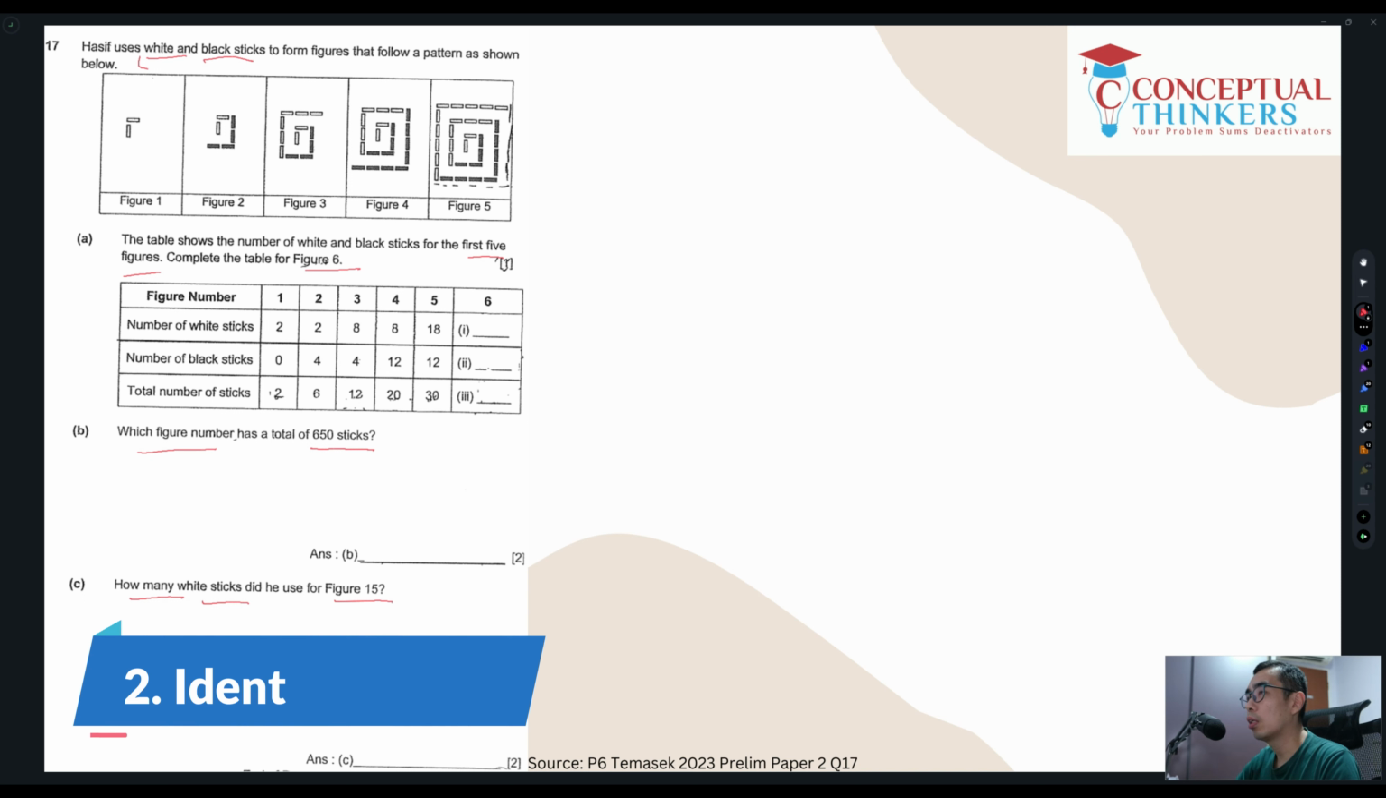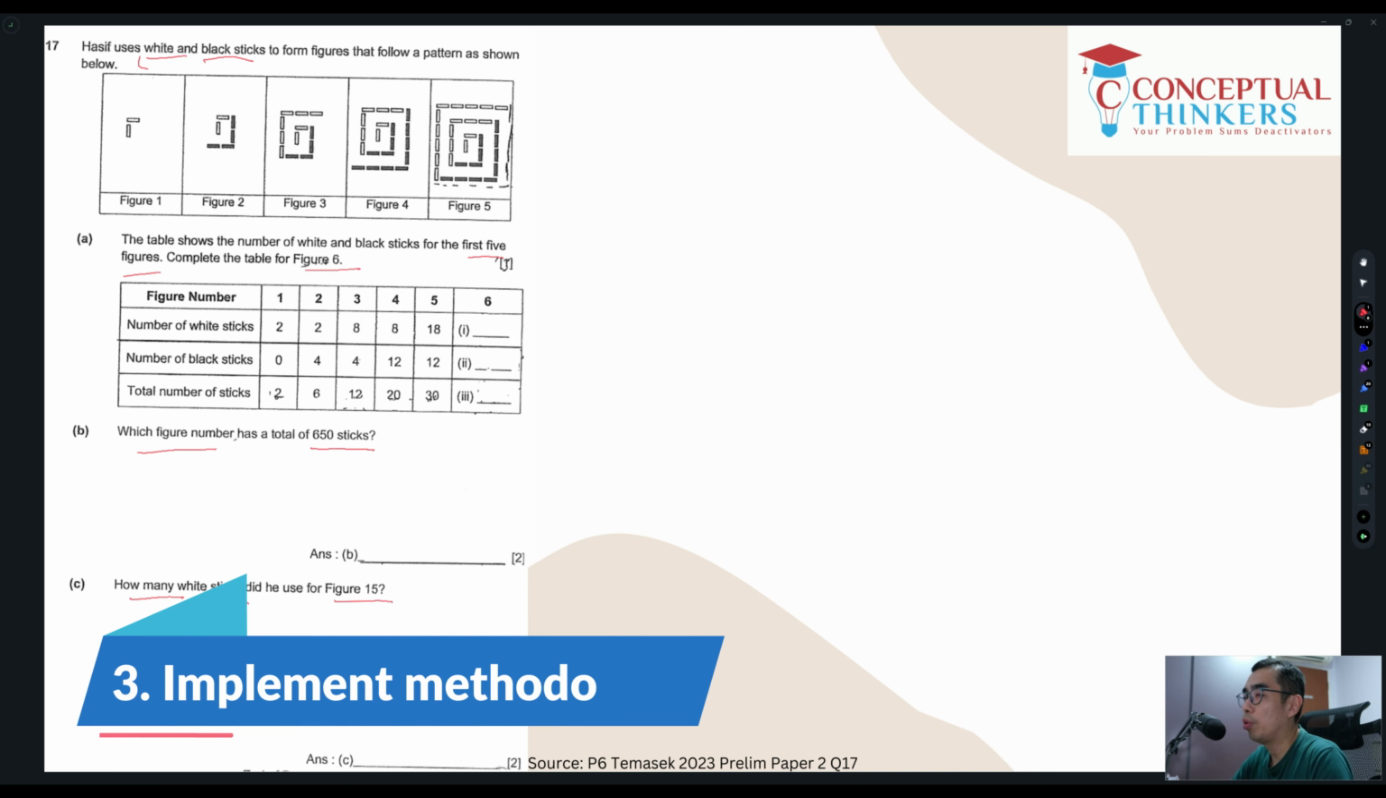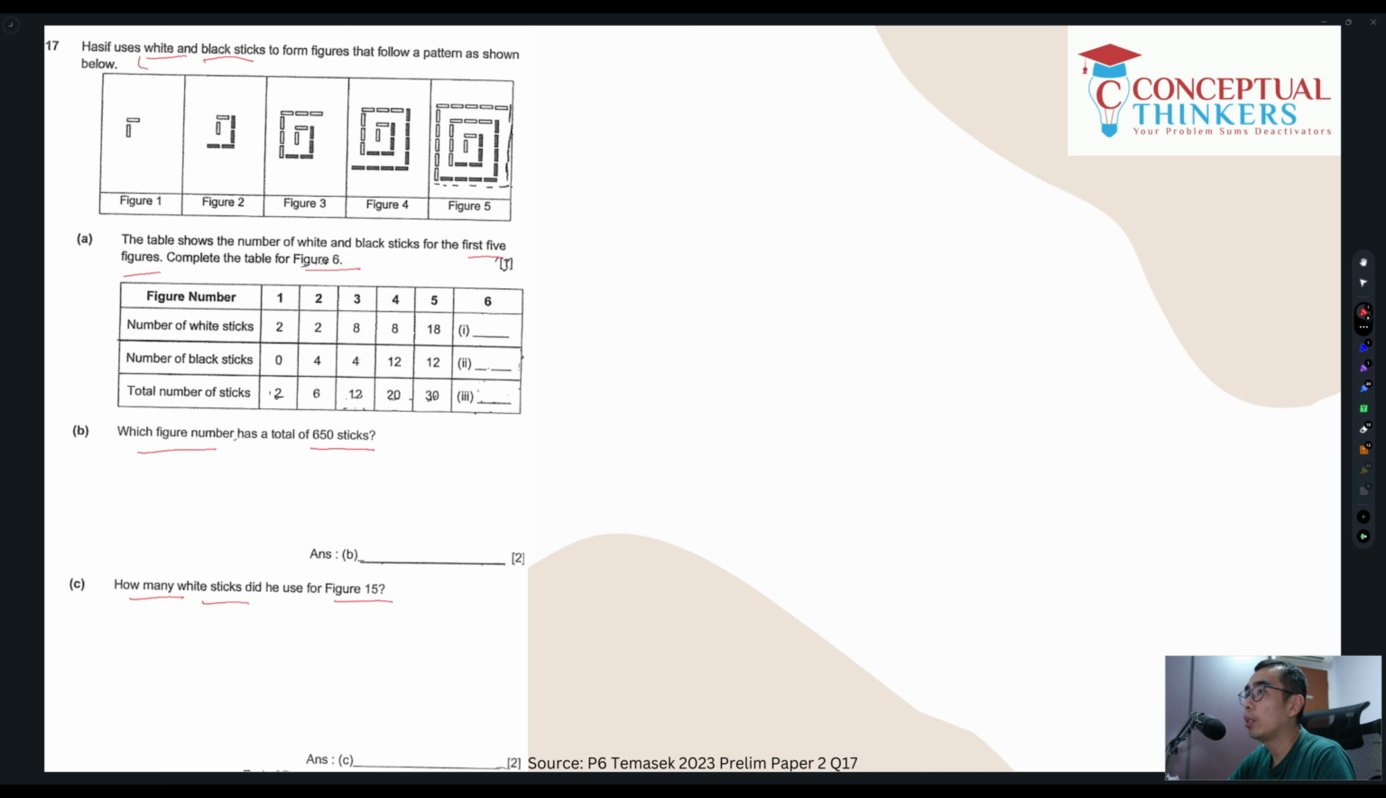Now in terms of the identification of the concept, it is pretty straightforward. It's actually a number pattern question just by looking at the question itself. Okay, so let's implement the steps. Now if you look at the table here, for white sticks, it will be 2 for figure 1, then figure 2 will be 2 again, then figure 3 will be 8, figure 4 will be 8. So every 2 figure numbers, you'll notice that the numbers will be the same for the number of sticks. So if you look at figure 5, it will be 18. So figure 6 will also be 18. So we are just following the pattern.